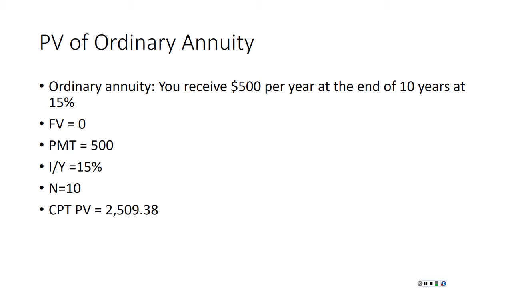Well, the future value is set equal to 0, and we set the payment equal to 500. The interest rate is 15%, and the number of payments is 10. So we compute the present value, which will show up as a negative 2509.38, but we drop the negative.